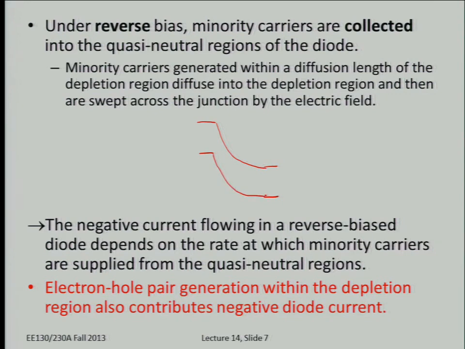Most of the voltage drop is on the n side. Okay, energy band bending is on the n side. Oops, so I should have drawn this to line up like this. Okay, so here's the p side, here's the n side. And how can you tell that this is a reverse bias diode?